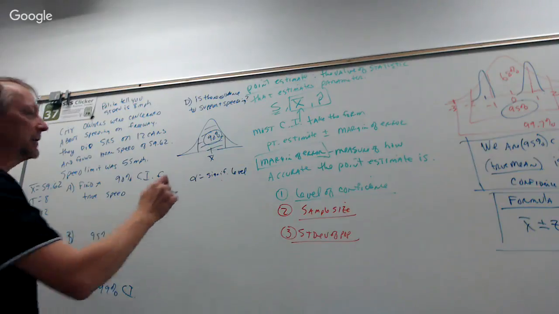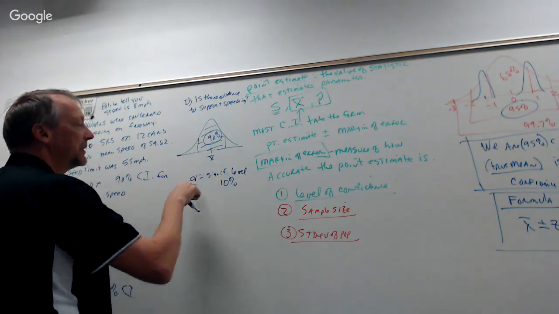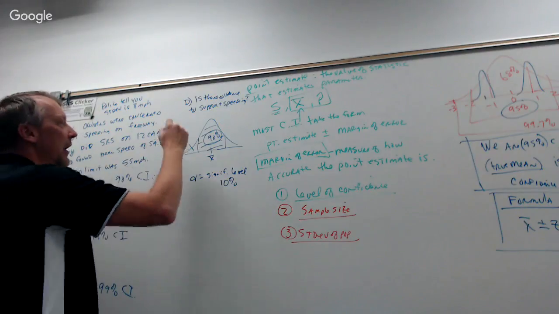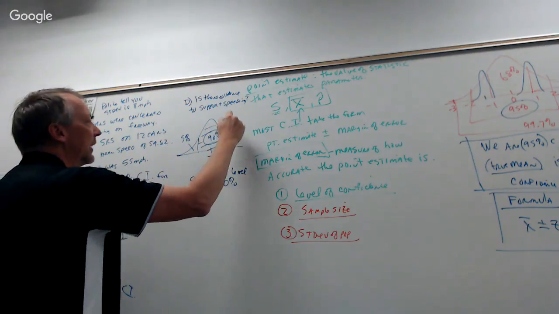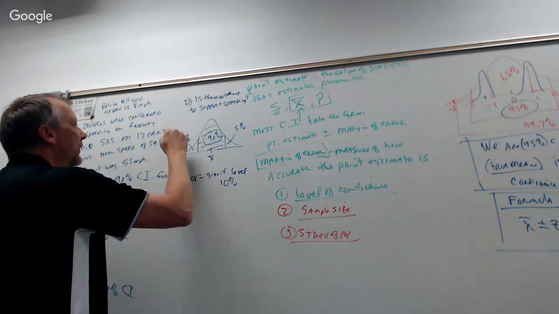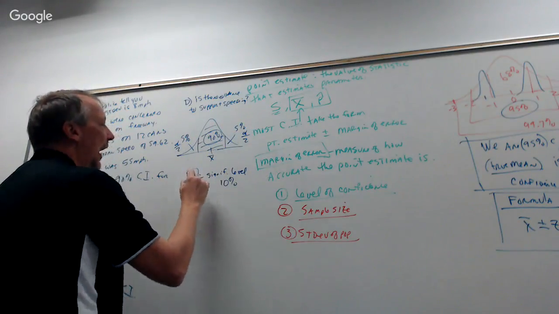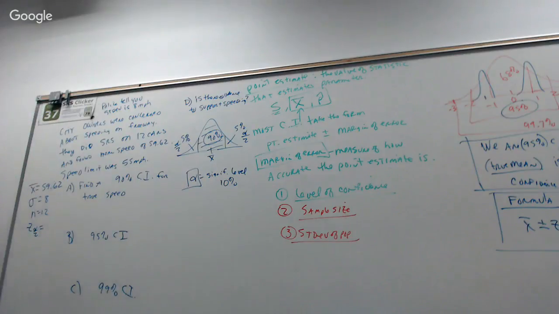10%. So my significance level is 10%, which means how much do I have in this tail? I've got 5% in this tail, and 5% in this tail. So this is what I refer to as my alpha over 2. This is also my alpha over 2. Add them together and you get your alpha. So that's what that means. Okay, so I've got z sub alpha over 2.